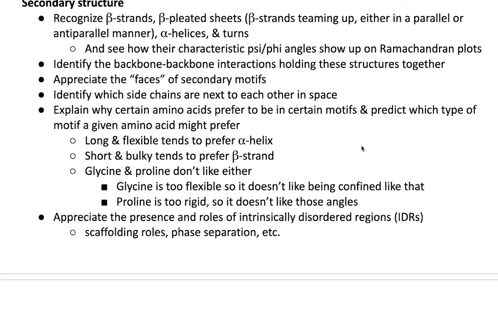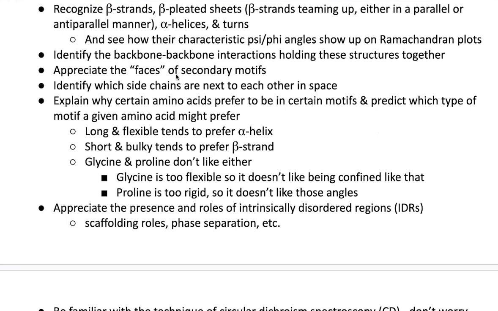Explain why certain amino acids prefer to be in certain motifs, and predict which type of motif a given amino acid might prefer. And so, for example, long and flexible tends to prefer an alpha helix, where they can stick out and have all sorts of room, where they can wiggle away from one another. Basically, these long skinny ones are not going to be clumped together, because remember, the ones that are next to each other are still going to be next to each other in space. And so if they're big and bulky, they hit each other.